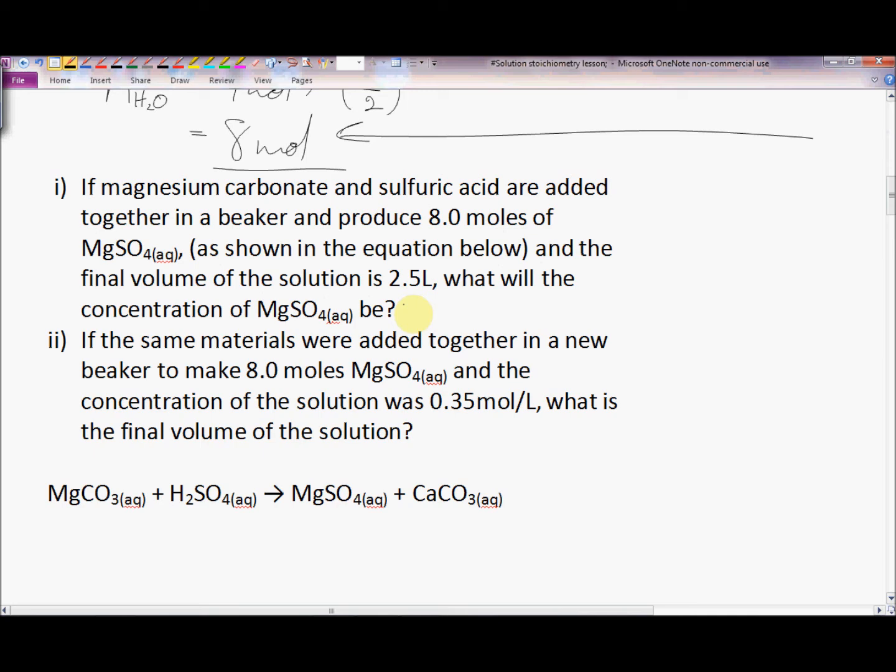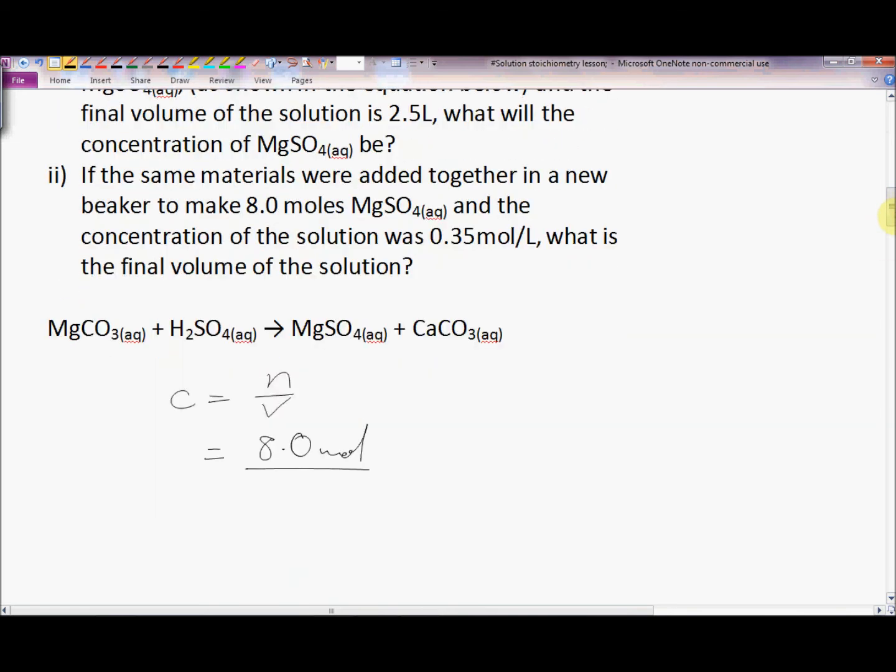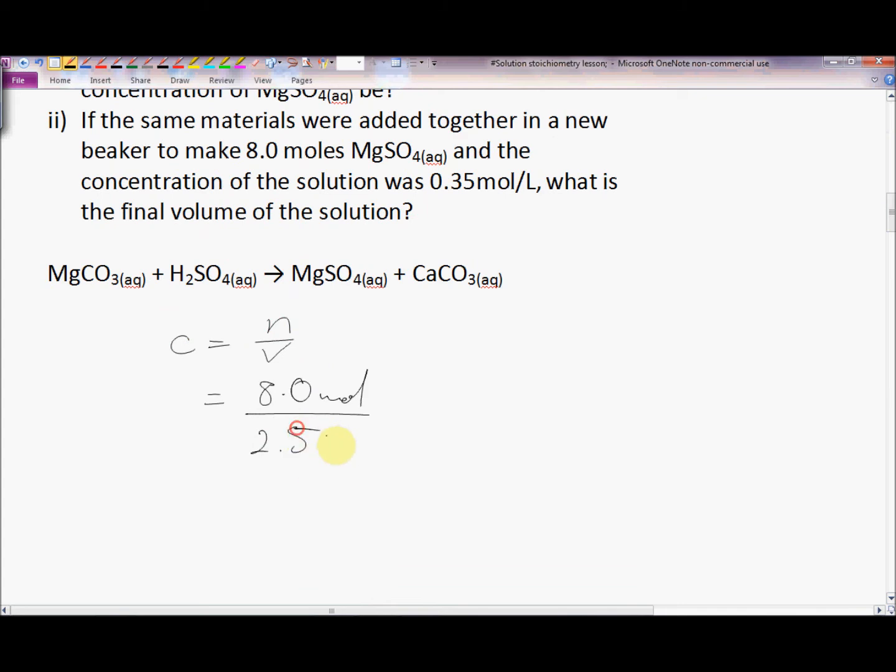So quite simply, in order to find the concentration here, C is equal to N over V. And the number of moles we had produced of magnesium sulfate was 8. So 8 moles divided by the final volume of the solution, which was 2.5 liters. So throw that into your calculator, you should get 3.2 moles per liter. Okay, that's the answer to the first question there.